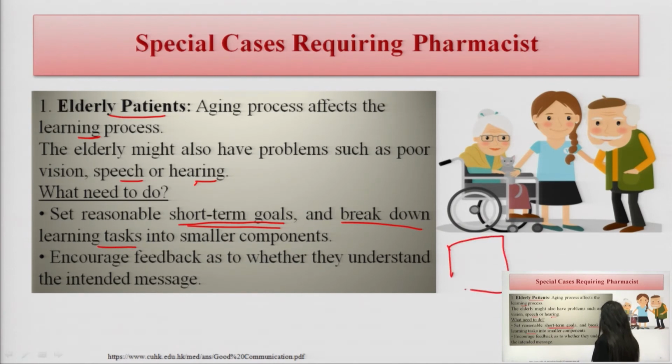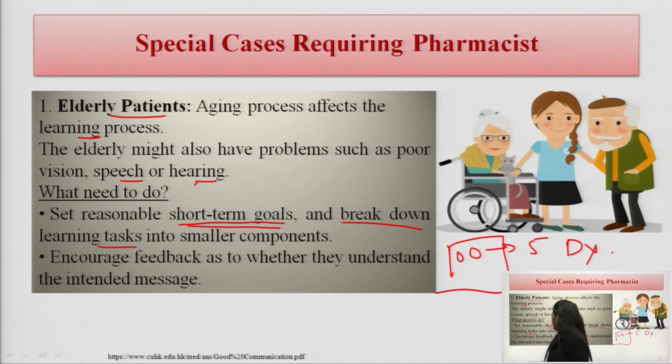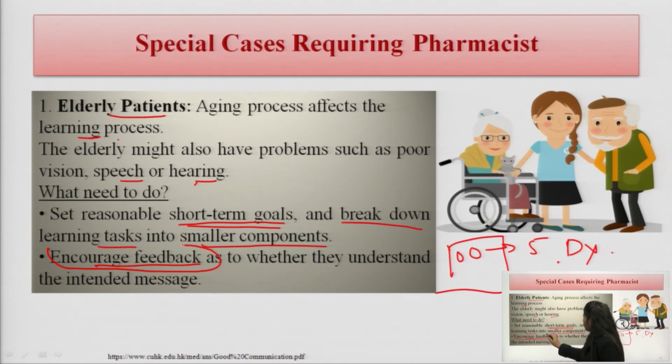We can use visual charts. These 2 tablets taken for 5 days. Yes, we can mark on the tablets or capsules also. So these types of things can be done for elderly patients. Break learning tasks into smaller components. Encourage feedback. Because the learning process, vision, speech and hearing are impacted, this step becomes very important. Encourage feedback, to check whether they understand the intended message or not.